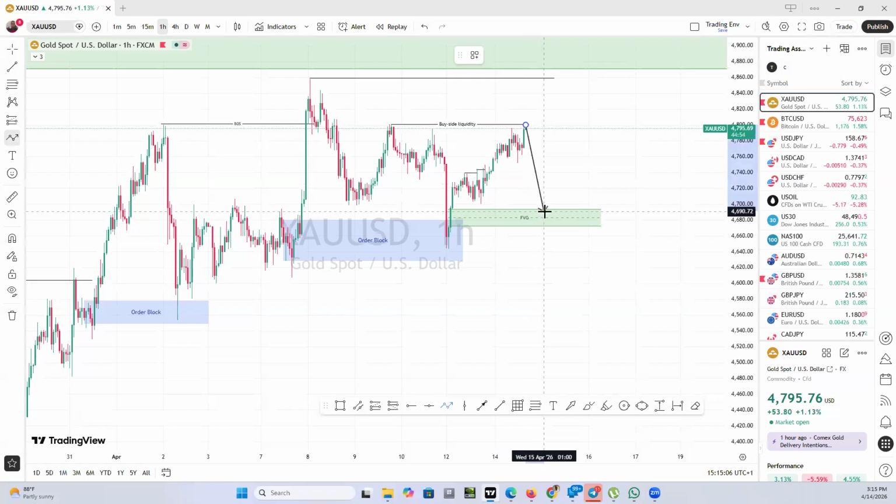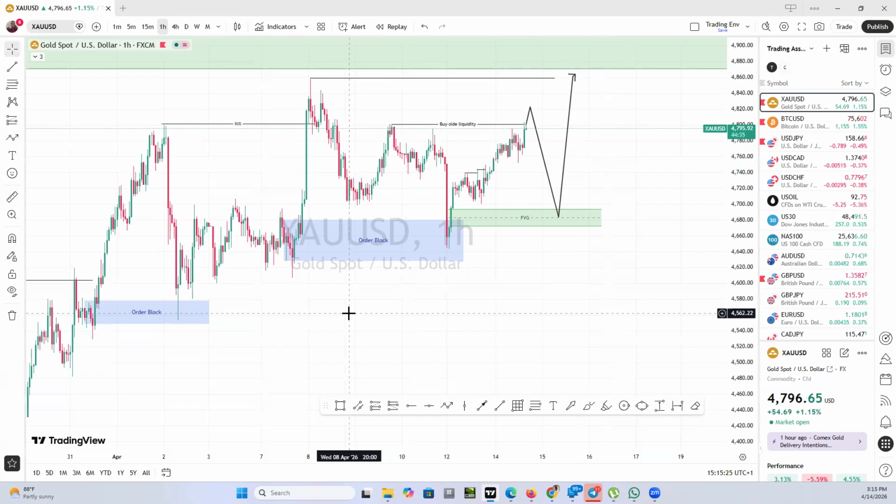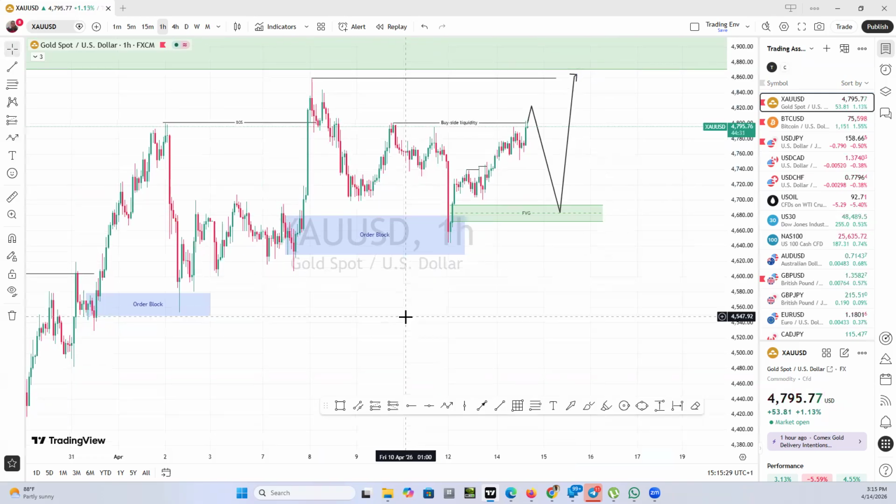If market might be able to do something like this, maybe come back and give us something like this. So this is what we have on gold. So we still don't have a clear setup that we can use on gold, but this is what I have.